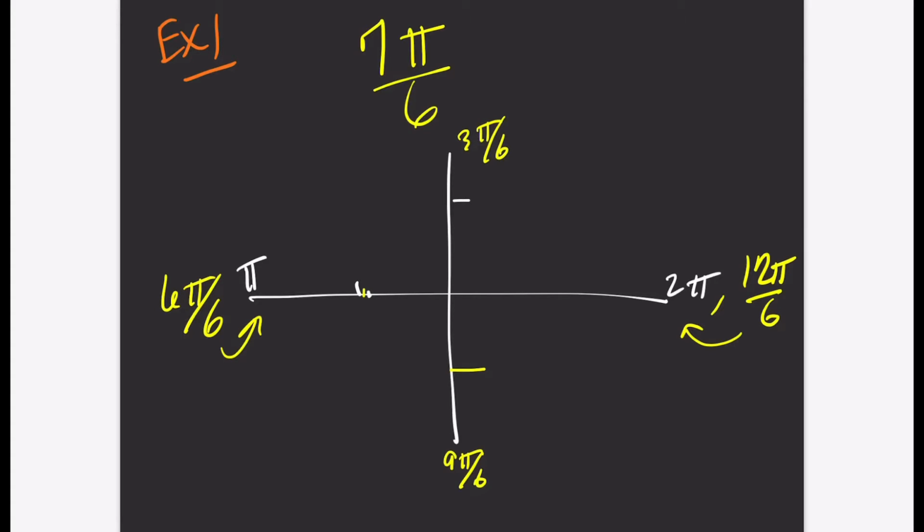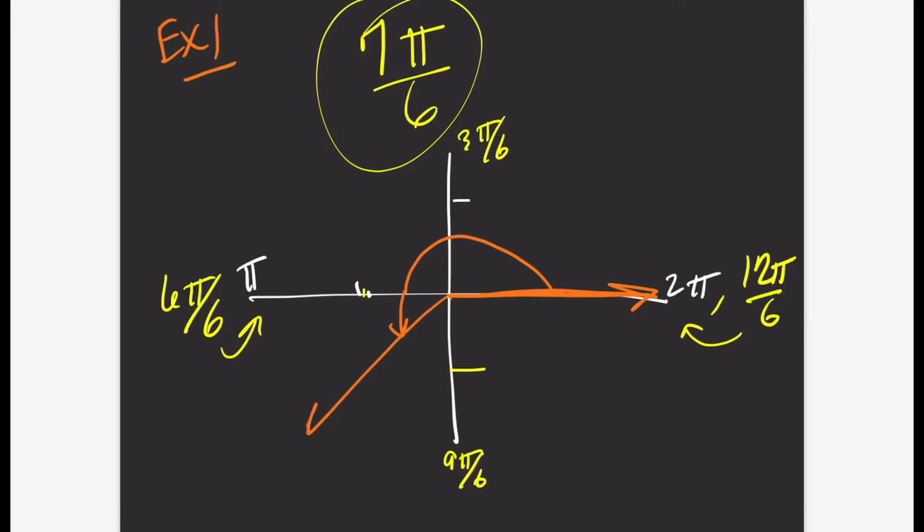So we're trying to graph 7 pi over 6. So remember, to graph an angle, you start from the positive x-axis. And since our radian is positive, we're going to go counterclockwise. So from here to here, you have 6 pi over 6. So you need 1 more pi over 6. So that leads you right here. So that right there is 7 pi over 6.